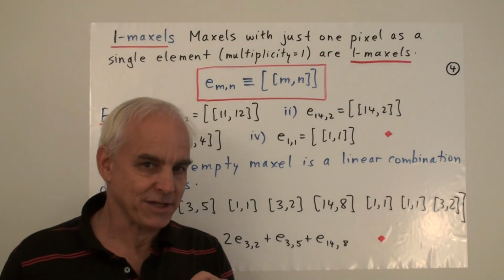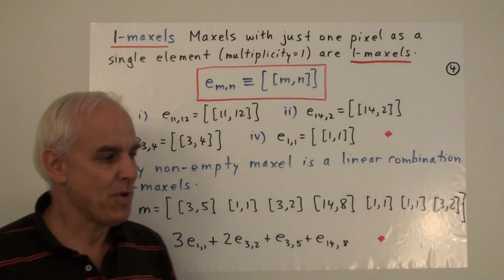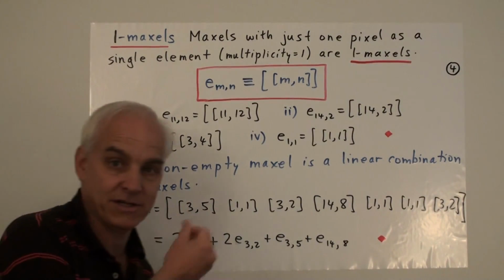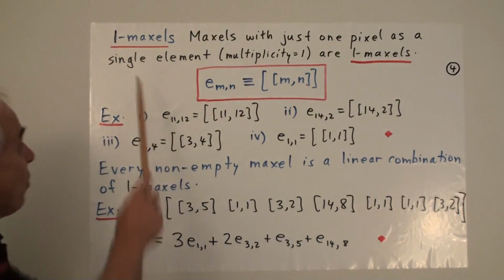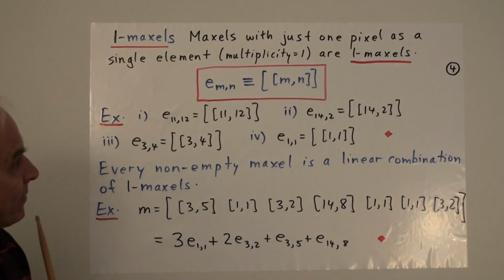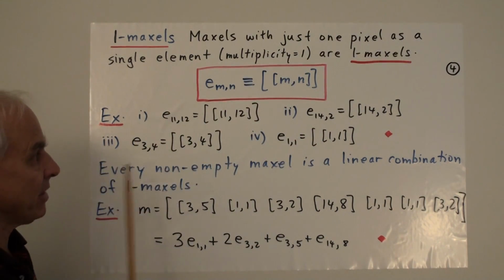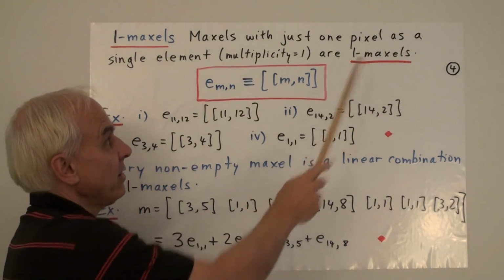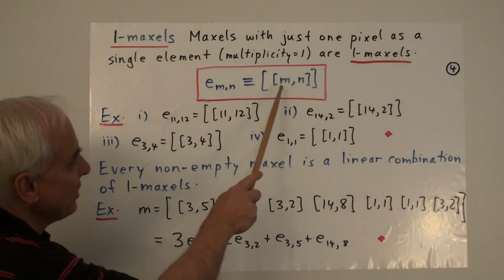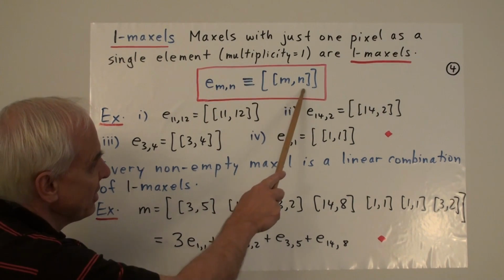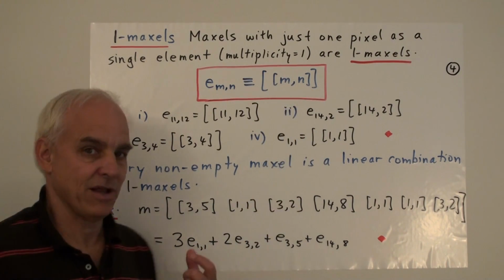Now we're going to exploit the fact that we're working with multisets in another way, by identifying some very important maxels which are particularly simple and small. We're going to call these one maxels. So what is that? Well, a maxel with just one pixel as a single element, in other words with multiplicity 1, is going to be called a one maxel. So for example, this thing here is a one maxel. There's a single pixel mn inside it, and it's an mset consisting of that single pixel mn.